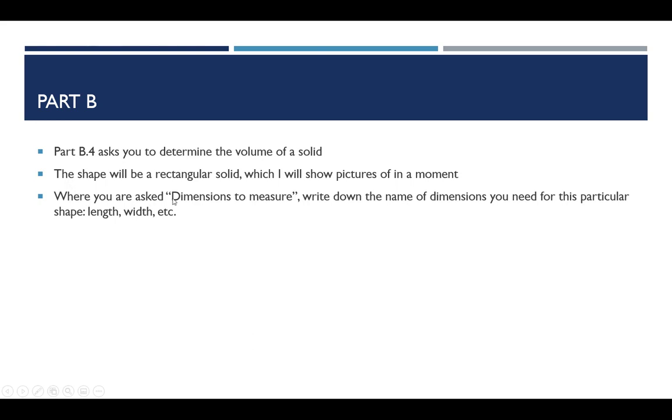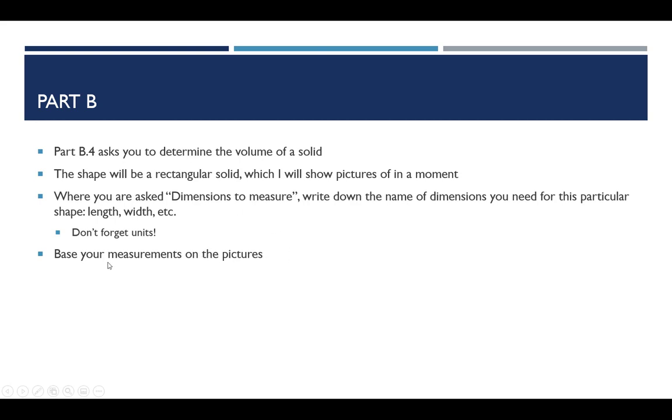And where you're asked to write the dimensions to measure, you want to write down those words that you need. So do you need the length? Write length. If you need the width, write the width. So write down the names of the dimensions that you need to find the volume of a rectangular solid. And don't forget your units when you're going ahead and writing down the measurements.